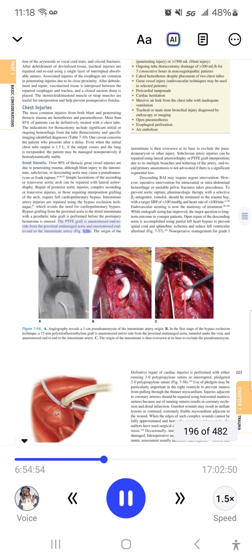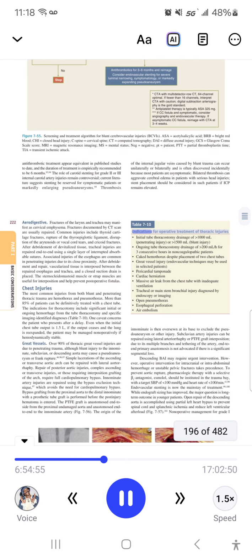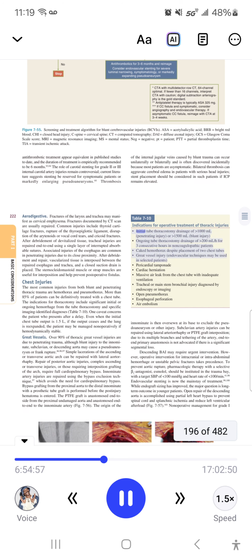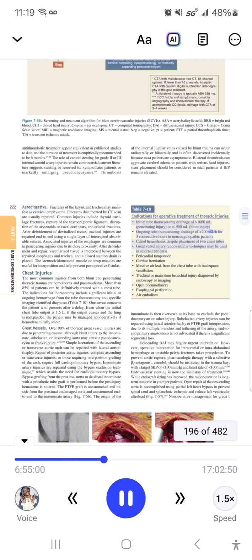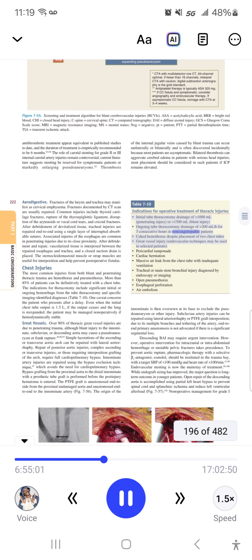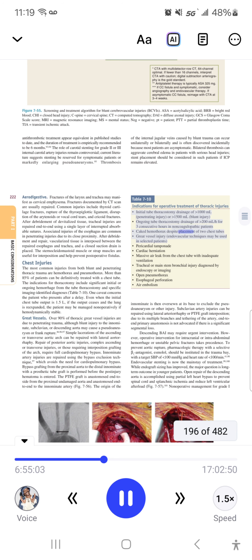Fig. 756. The origin of the innominate artery. Table 710. Indications for operative treatment of thoracic injuries. Initial tube thoracostomy drainage of 1,000 ml for penetrating injury or 1,500 ml for blunt injury; ongoing tube thoracostomy drainage of 200 ml/h for 3 consecutive hours in non-coagulopathic patients; clotted hemothorax despite placement of 2 chest tubes.